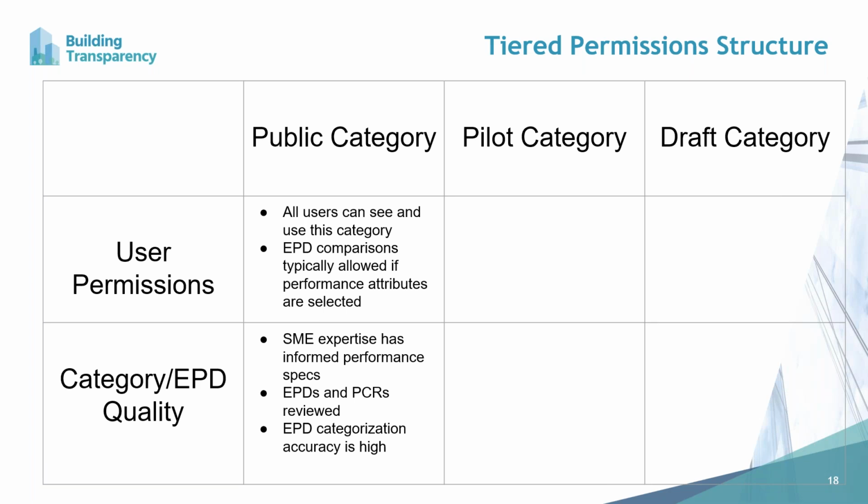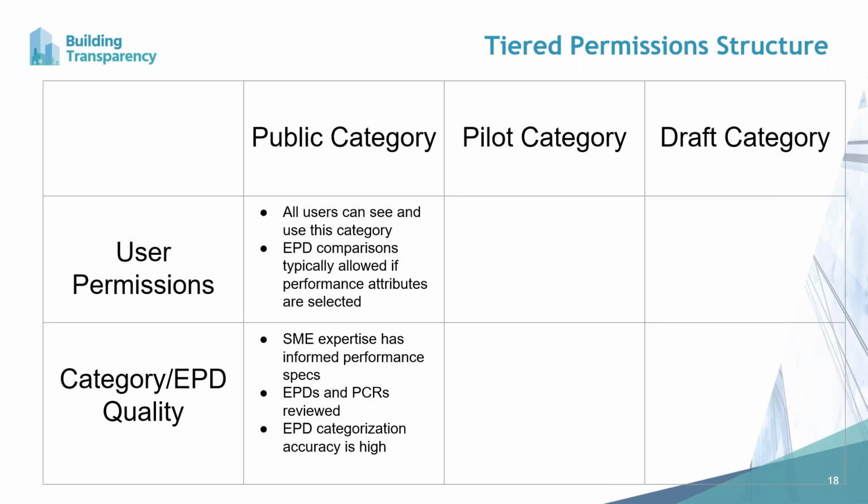A public category means all users can see and use the category. We typically allow EPD comparisons, and we really enable that and encourage users to search by their application and performance attributes so that they can do apples to apples comparisons. But this is all allowed in public categories.